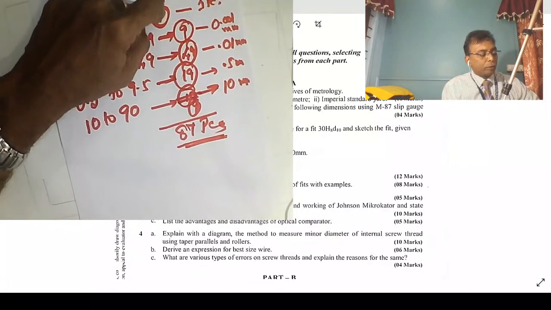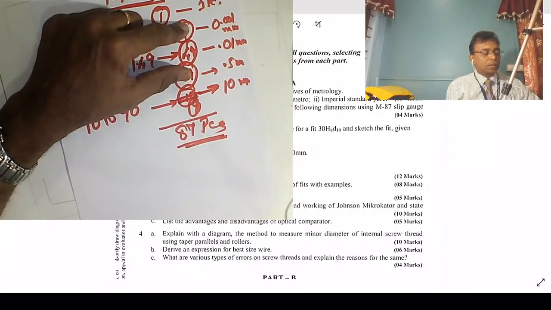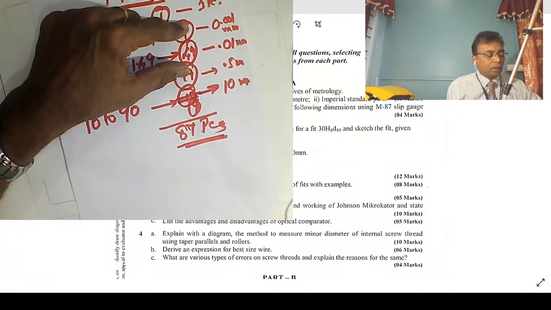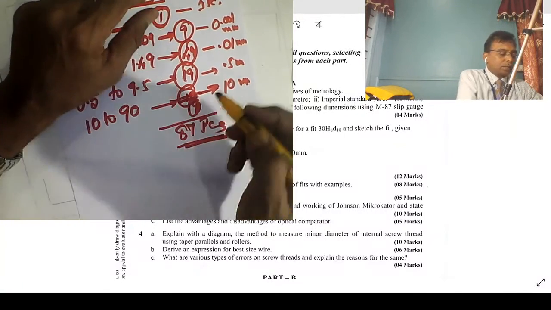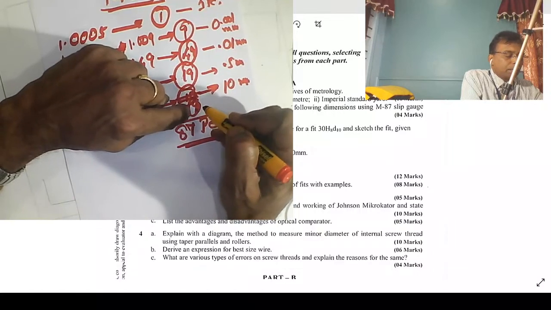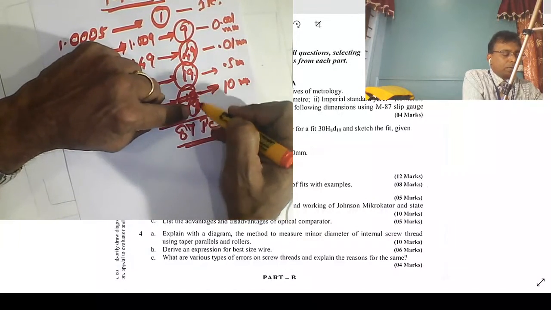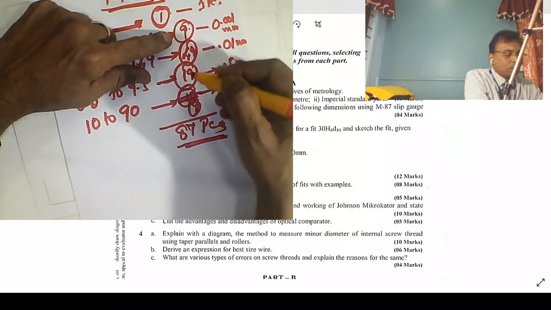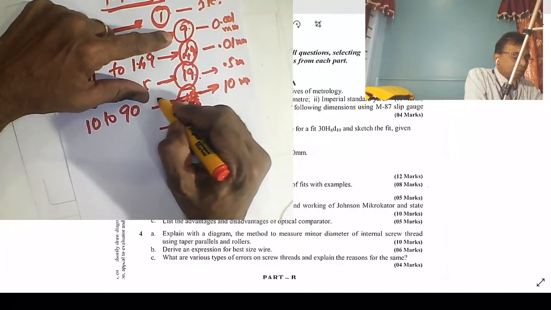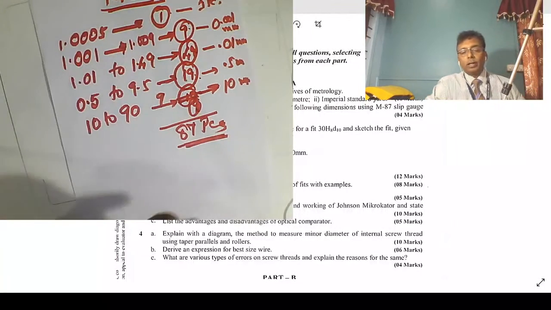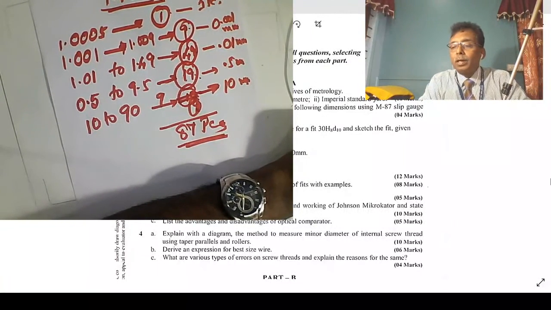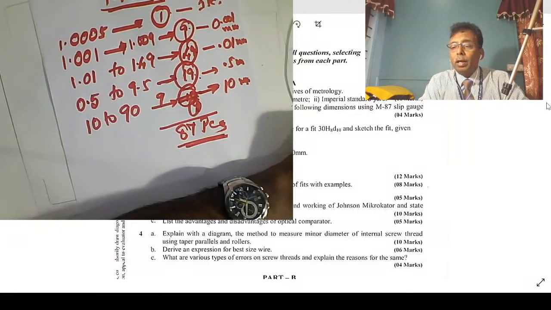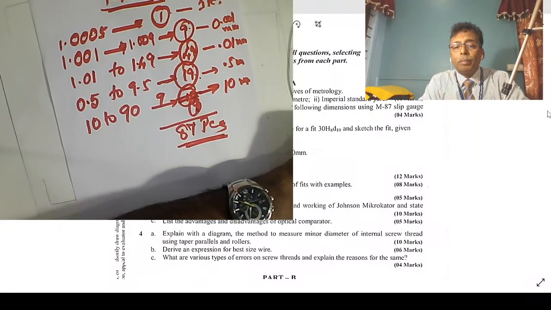49 plus 150, 59, 69, 79, that is 8, and then another 9 here, 89, 87 pieces, 1 and 1 minus. So here 49 plus 9 plus 1 plus 19 plus this is 9. So what you get finally here is 87 slip gauges. So using M87 you need to build the slip gauge combination.